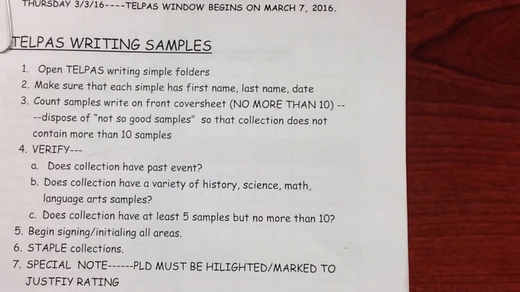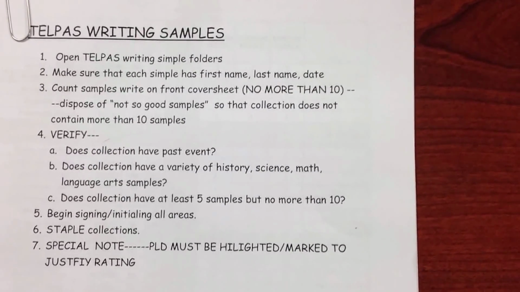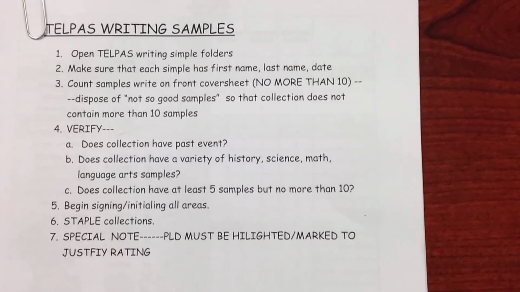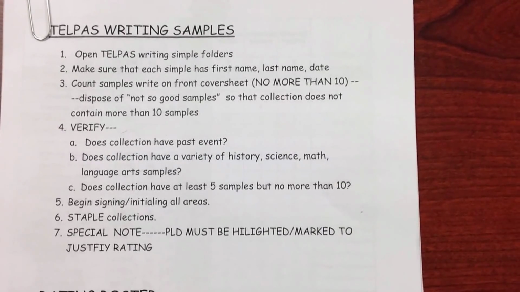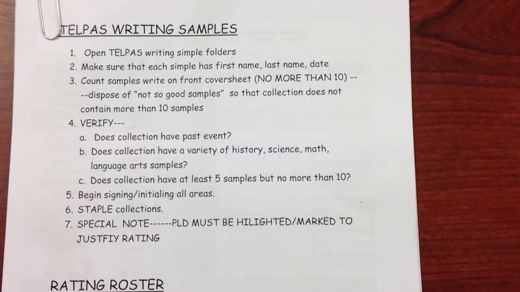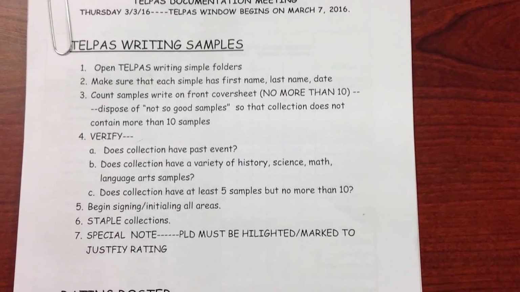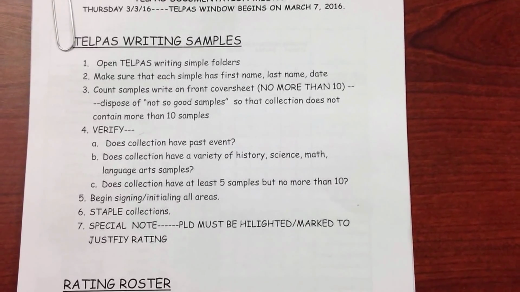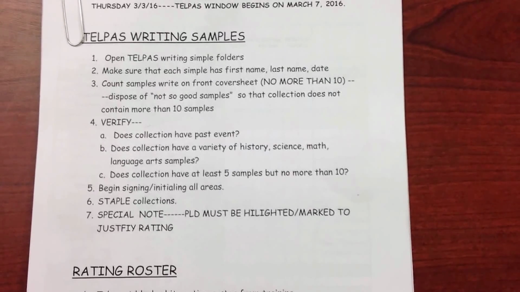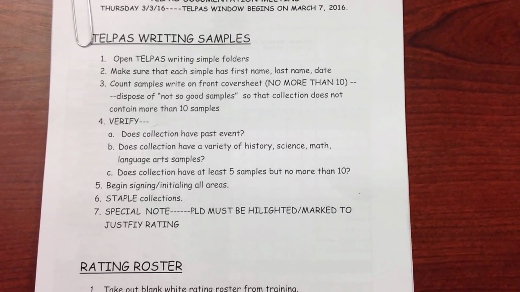Okay, so now we're into the meat and potatoes of the TELPAS writing sample collection process, the verifying component. You're going to answer these questions. Does the collection have a past event? Does the collection have a variety of history, science, math, or language arts samples? Does the collection have at least 5 samples, but no more than 10? Again, does the collection have a past event? Does the collection have a variety of history, science, math, and language arts samples? And does the collection have at least 5 samples, but no more than 10?